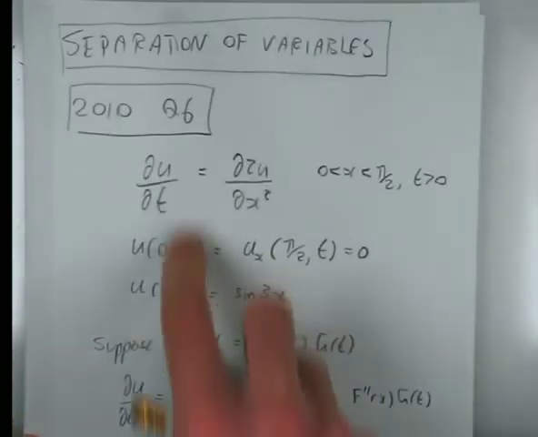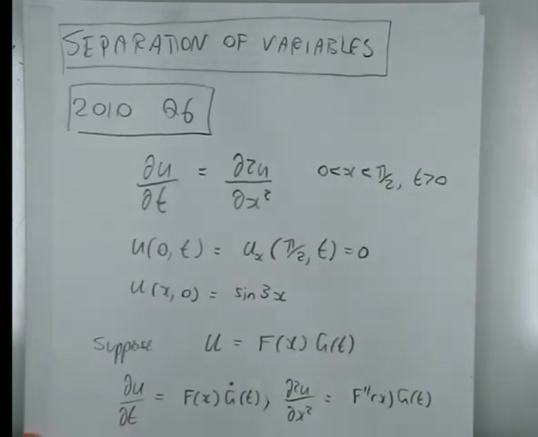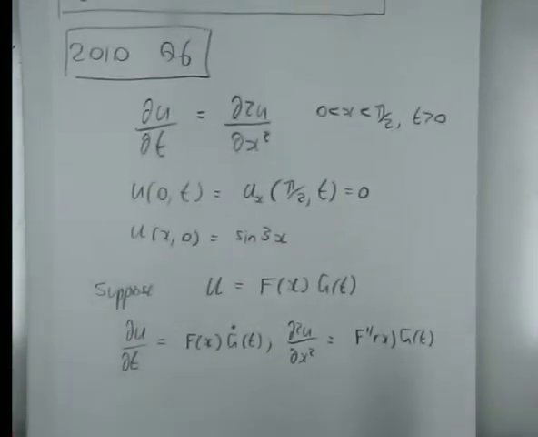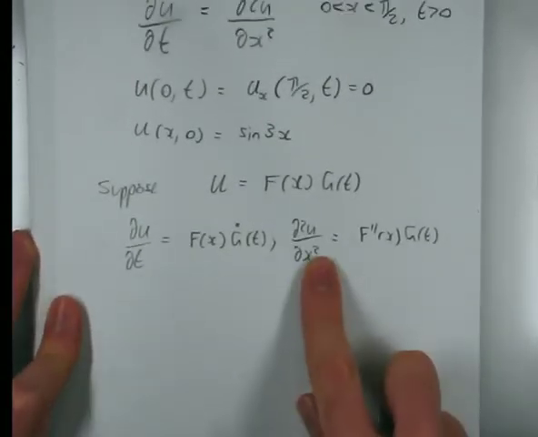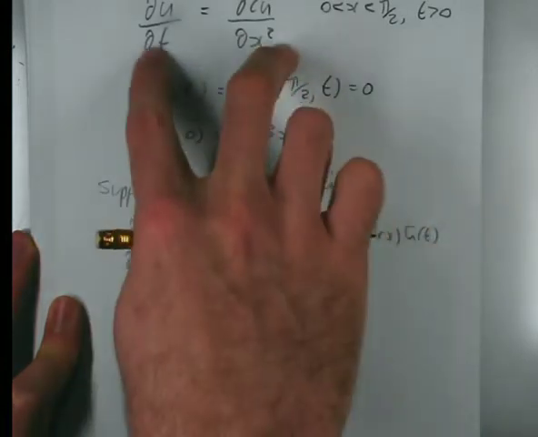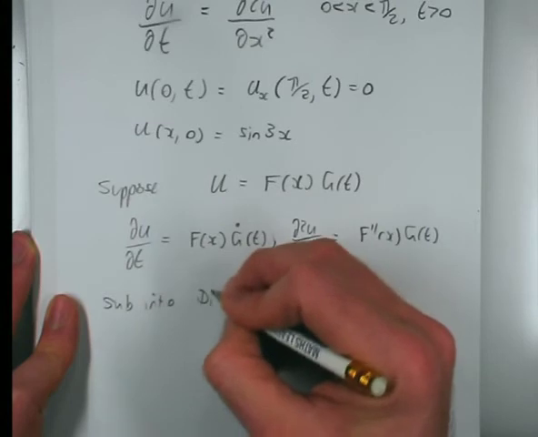So normally this has got a second derivative as well. So they've deliberately made it easier by making it a first derivative. So we're just going to take it as read though. And so now we've got the du on dt and we've got the d squared u on dx squared, and we're going to sub them both into here. So sub into the differential equation.